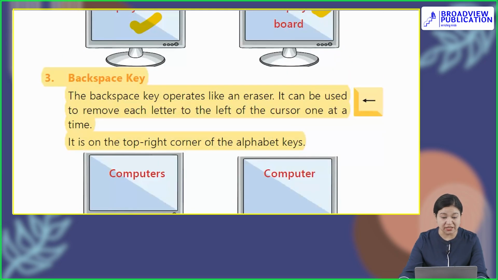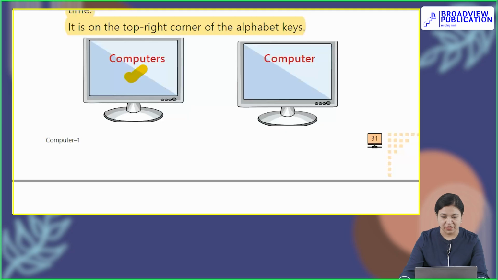Next, backspace key. The backspace key operates like an eraser. It can be used to remove each letter to the left of the cursor one at a time. It is on the top right corner of the alphabet keys. So the backspace key is like this. We use it to erase our letters or words. So as you can see in the picture, there is a spelling of computers. When we press the backspace key, we just erase the letter S.